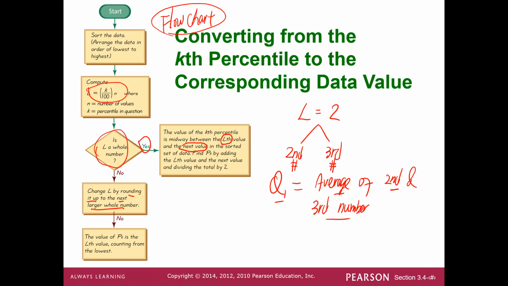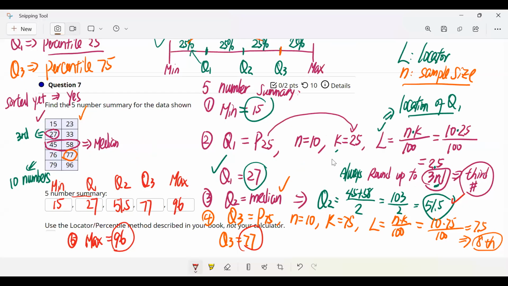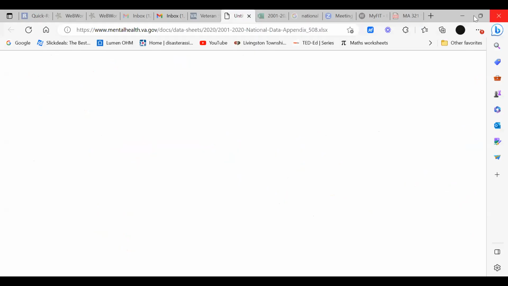And in the example we did earlier, the locator is not a whole number. That's why we round it up to the next whole number. So you go by this flow chart in terms of handling the detailed calculations. Very good, good question. Okay. So now we have 5 numbers. Let's put it into our homework system.